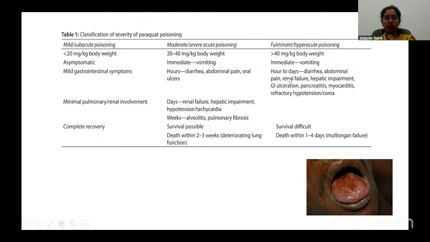In the fulminant type of poisoning, the intake is more than 40 mg per kg body weight, and immediately they will present with vomiting. Within 6 hours of the presentation, they will have diarrhea, abdominal pain, and AKI. Ulceration, pancreatitis, myocarditis, refractory hypotension, and coma can occur. Survival is very difficult in such patients in spite of supportive and extracorporeal therapies. Death is expected within 1 to 4 days, usually because of multi-organ failure.